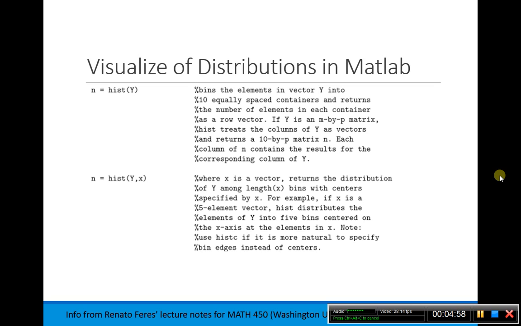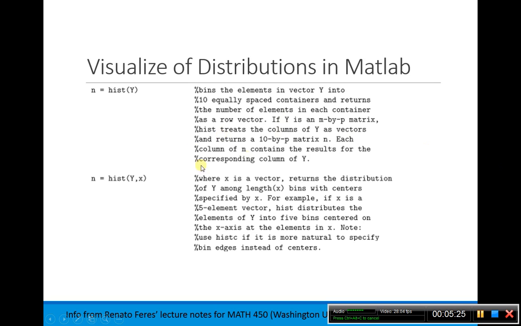So if you're given a set of data and you want to know what kind of distribution this data comes from, you can plot the distribution of the data, and it might look like a uniform distribution. A uniform distribution has equal probability of being any of the numbers between A and B. Or it could look like a normal distribution, like the bell curve. So it's helpful to visualize what these distributions look like in MATLAB.